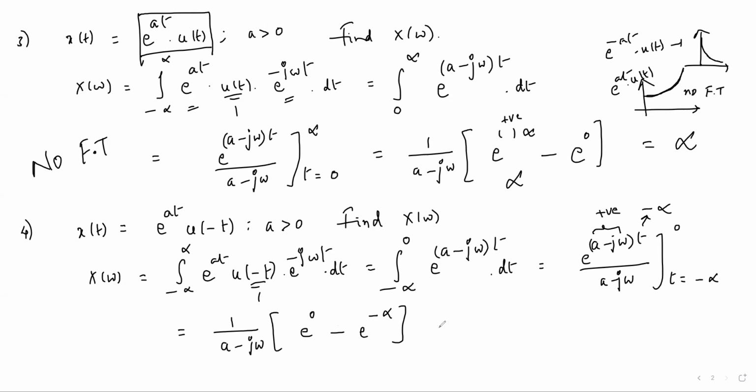We got e to the power of minus infinity this time. So this is 1, this is 0. So finally what we get? 1 divided by a minus j omega. Fairly we are getting the Fourier transform of e to the power of plus at u of minus t. So write the Fourier transform pair. E to the power of at u of minus t, Fourier transform is 1 divided by a minus j omega.